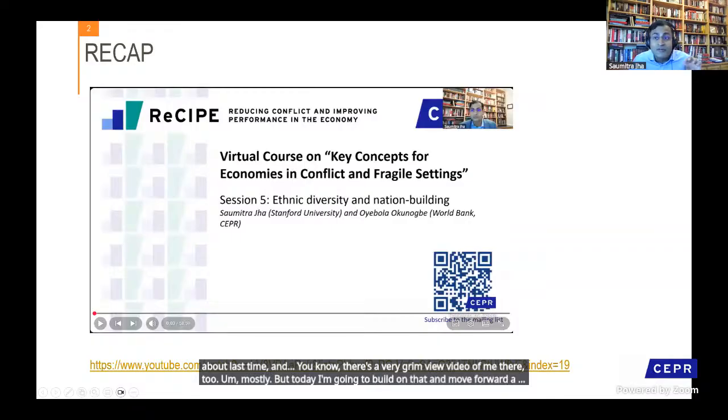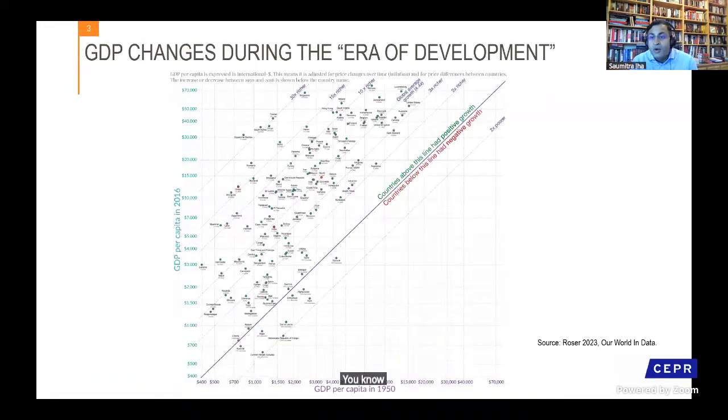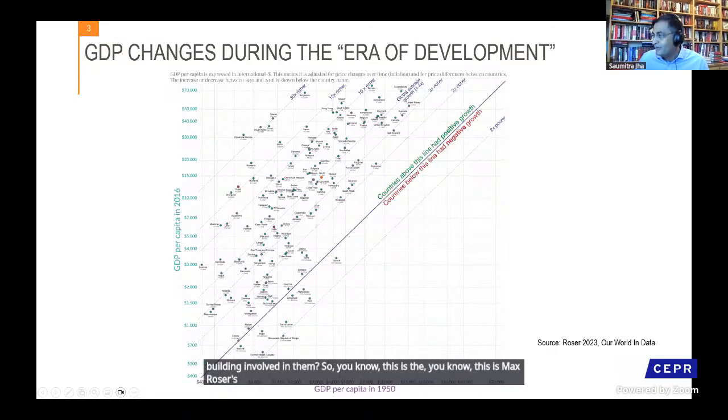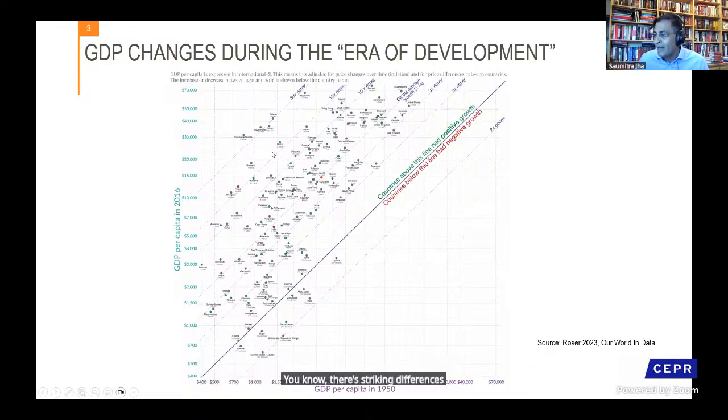Now, just to give you a very quick recap of what we have been talking about, the motivating question that many of us have, obviously, many of you in the room as well, is how do we make sense of these dramatic changes that have happened in development, and what role are ethnic diversity and nation building involved in them? So, this is Max Roser's chart showing GDP per capita in 1950 versus GDP per capita in 2016. And as we talked about last time, there are striking differences at this side of the tail.